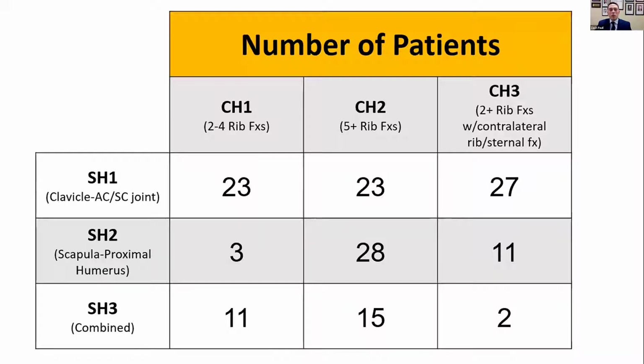Interestingly, very few people break their scapula and have less than 5 rib fractures. As you can see, the CHA 1, SHA 2 classification is only 3 patients, whereas you get up to 28 when you go to CHA 2. So they're breaking more ribs when they have a scapular fracture. Otherwise, it's kind of standard across the board for the CHA 1s, and then very few people had the CHA 3s.